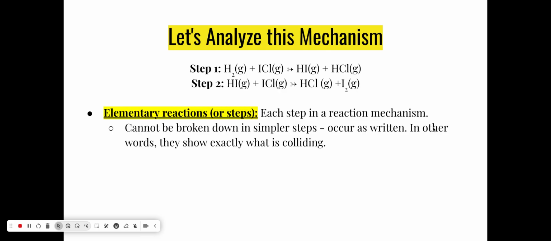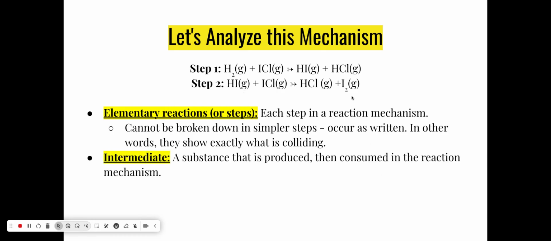Now, an elementary step cannot be broken down into simpler steps. They occur as written. In other words, they show exactly what is colliding in that chemical reaction. So if we're looking at step 1 of this mechanism, we have H2 colliding with ICl. That's the first collision. Then in the second reaction, we have HI reacting with the other molecule of ICl.